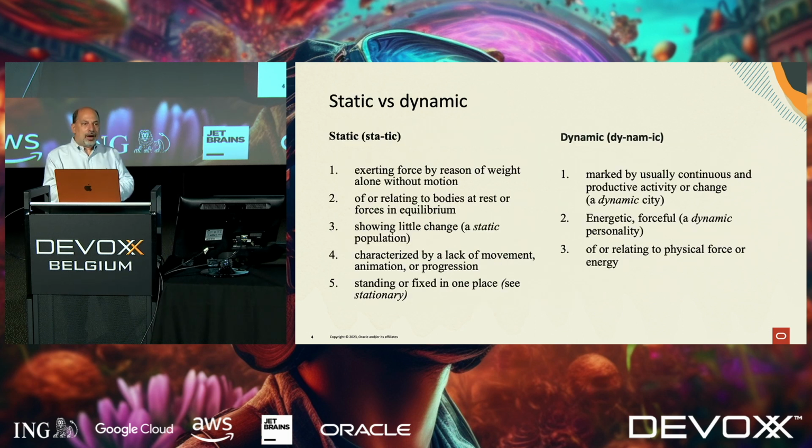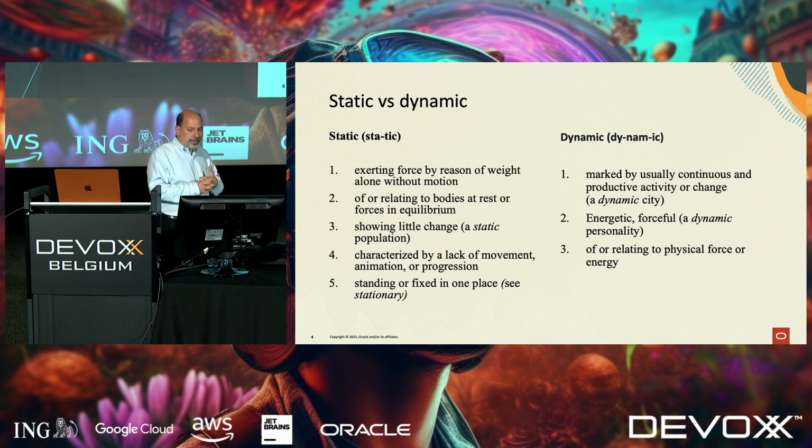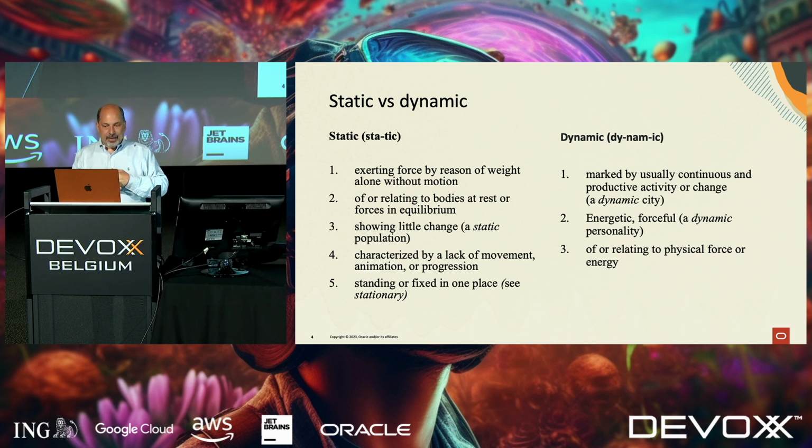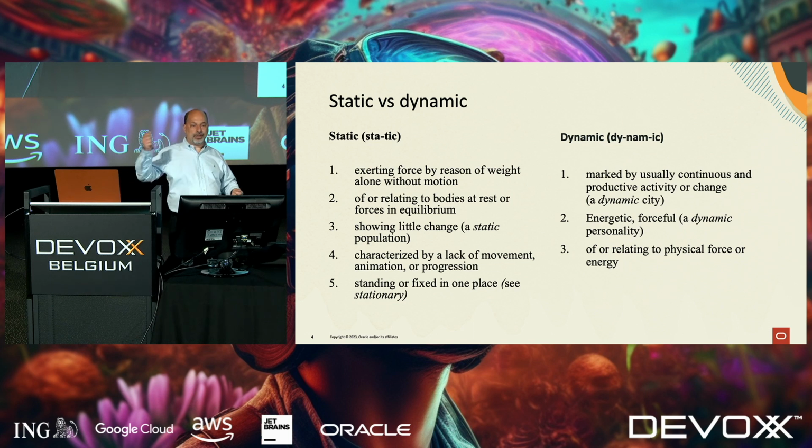Now, whenever you get confused about the meaning of terms, it's always a good idea to look in the dictionary. So if you look up static and dynamic, for static, you get a lot of words about at rest, without motion, in equilibrium, showing little change.